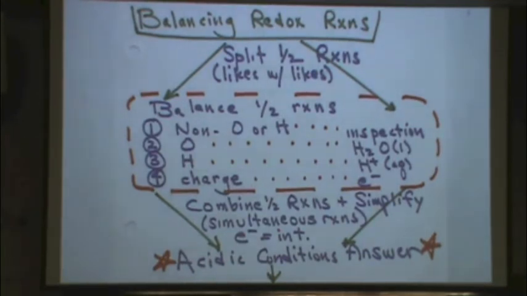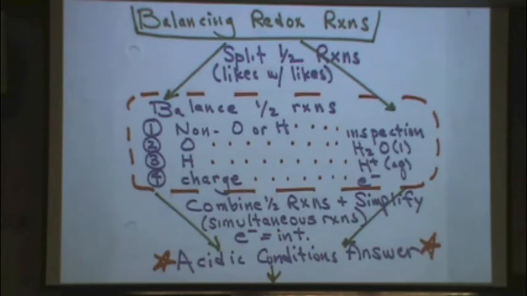So, am I going to see an electron in my overall reaction? No. If you do, you've messed up. You will see an electron in your half reactions for sure. And there could be other reactions that you see it in, but not for our overall reaction. And then, once you've done that and simplified, you have what's called the acidic conditions answer. Why is it the acidic conditions answer? Because of step 3, where you added acid.